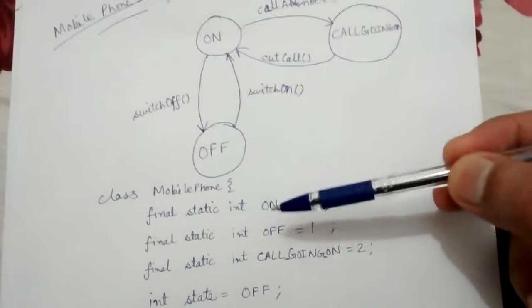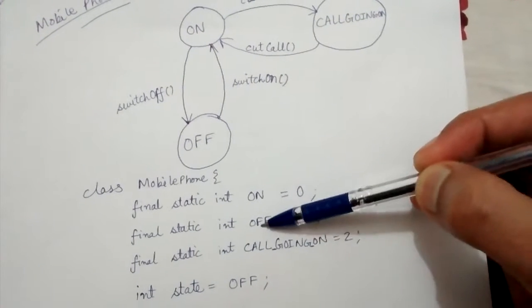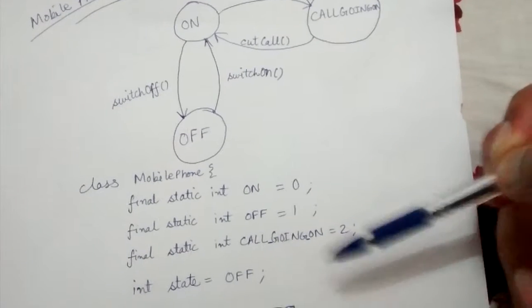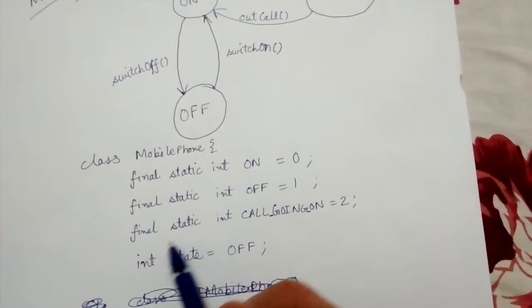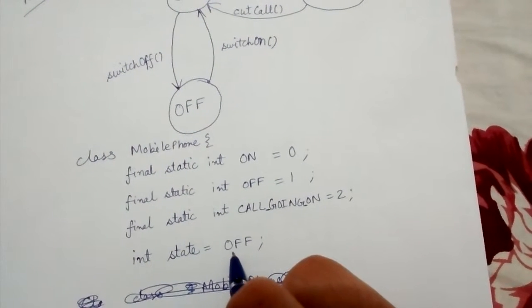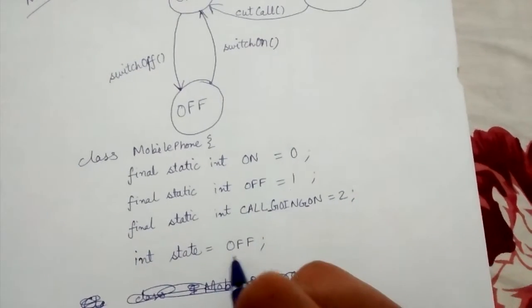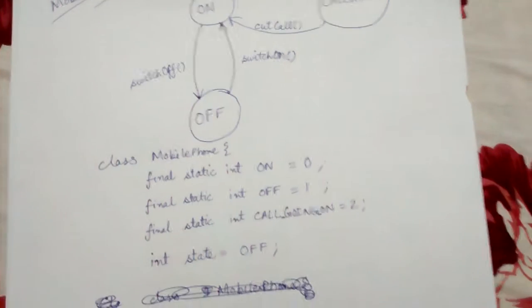So on state is represented by an integer code of 0, off state is represented by an integer code of 1, and call going on state by 2. So initially we have a variable int state. Initially it's initialized to off, that is 1. So this one integer code represents that our phone is in switch off state initially.